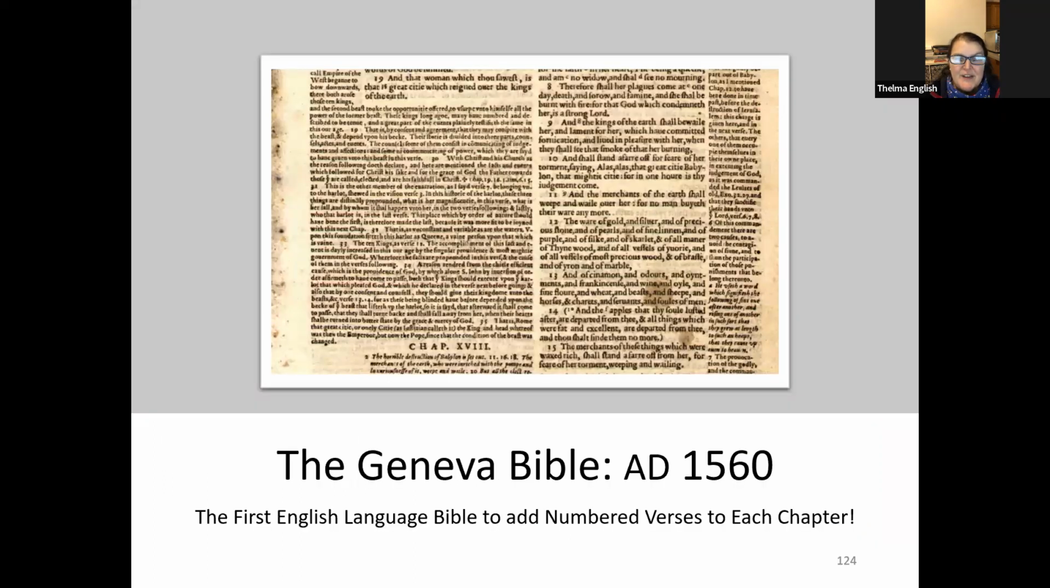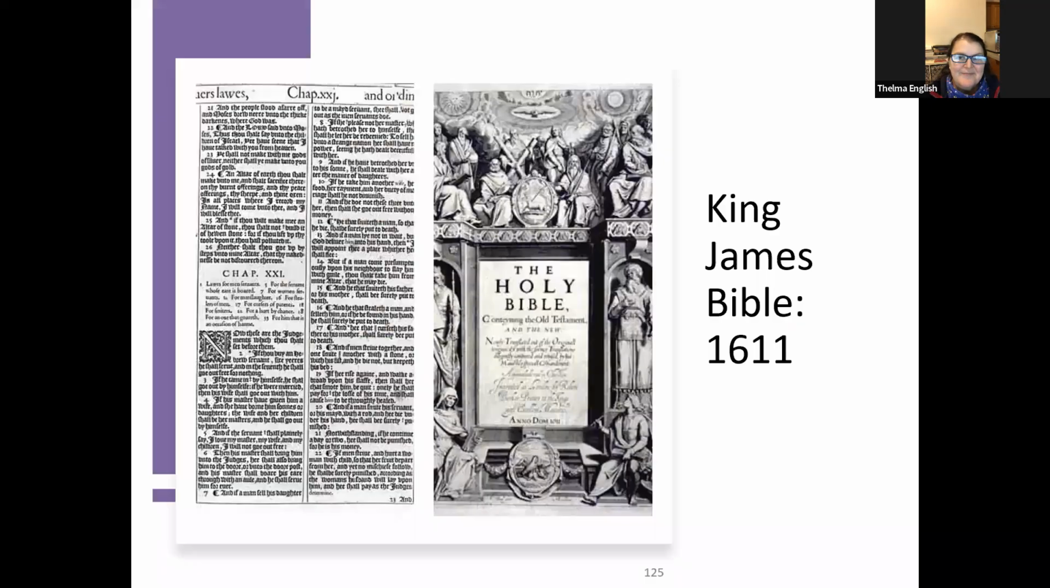AD 1560, we're to modernity pretty much here. The Geneva Bible, the first English language Bible to add numbered verses to each chapter. Thank you, God. Now we have verse numbers. 500 years ago, we got verse numbers. Thank you, Lord. And the Geneva Bible, you can read. If you can read Shakespeare, you can read the Geneva Bible, and you can read the King James Version of the Bible. I have a copy of it, the Geneva Bible. It was a gift from a student, and it is beautifully written.